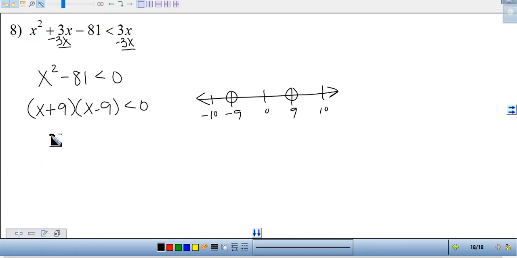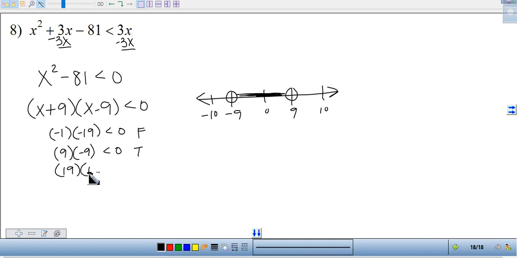If I put negative 10, that gives me a negative 1 here and a negative 19. When I multiply those together, I have positive 19 is less than 0. That's a false statement. When I put 0 in, I'm going to get 9 times negative 9. That's negative 81 is less than 0. That's true. And then this last section, 10 plus 9 is 19. 10 minus 9 is 1. And we know already 19 is not less than 0. That's false. So now it's time to write my interval.